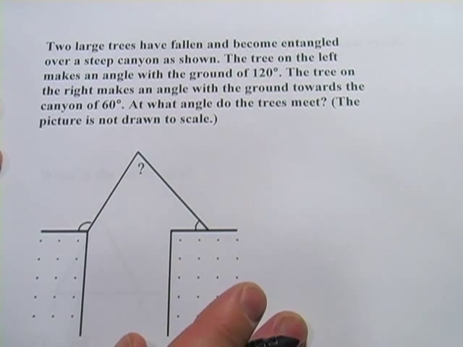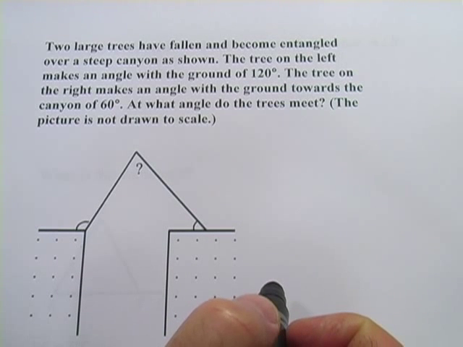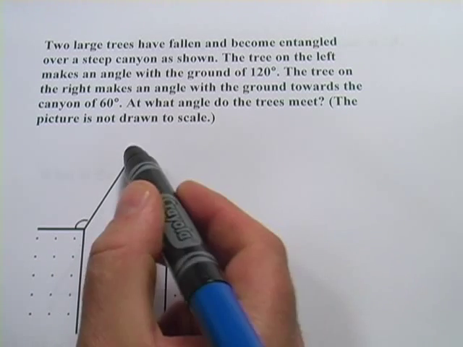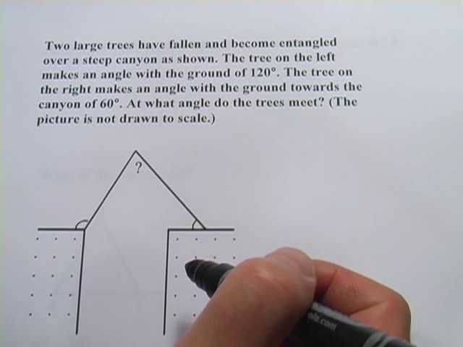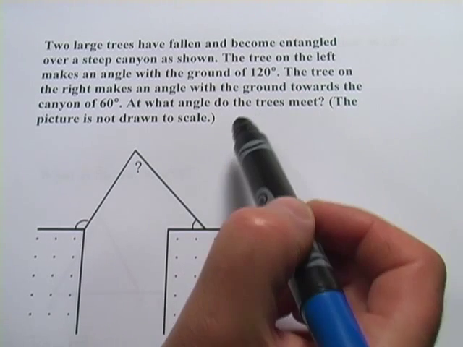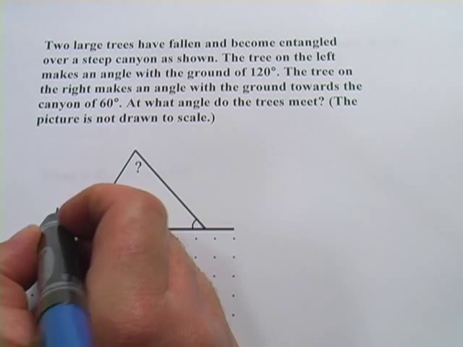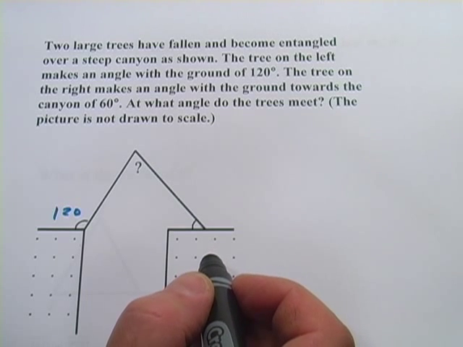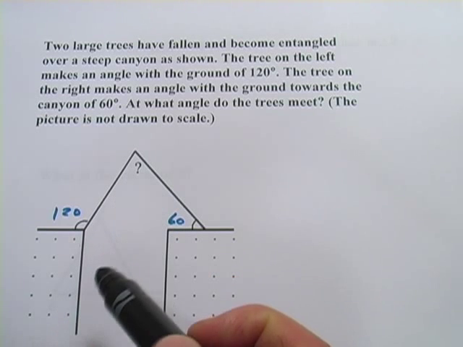So here's a tricky one. This is a word problem, and it says, two large trees have fallen and become entangled over a steep canyon as shown. So here's one tree, here's another tree. Looks pretty unlikely, but I guess for the purposes of this problem, that's what happened. It says the tree on the left, so this one, makes an angle with the ground of 120 degrees. The tree on the right makes an angle with the ground towards the canyon of 60 degrees. At what angle did the trees meet?